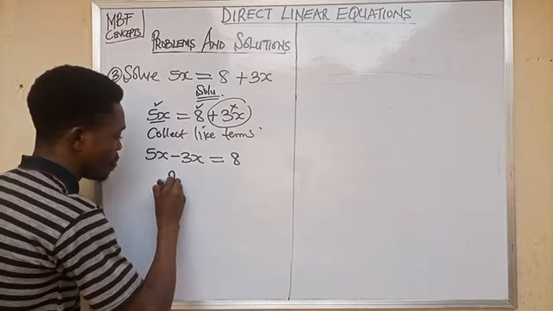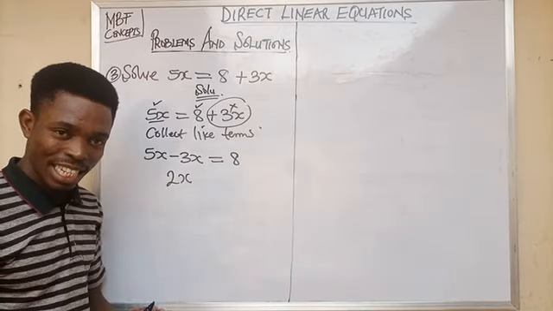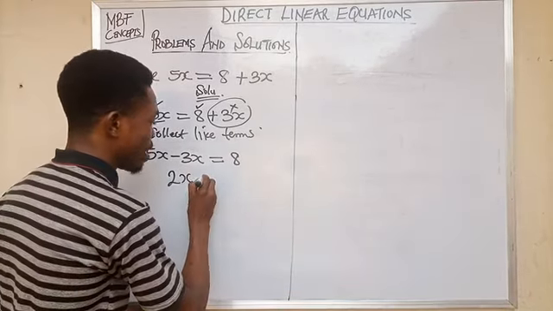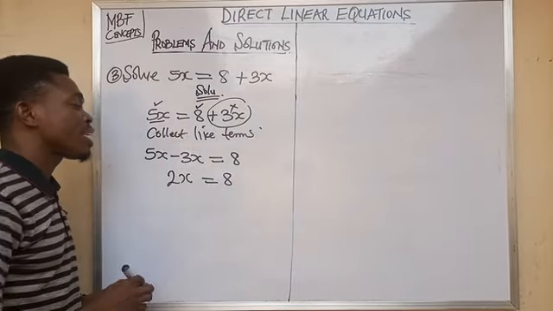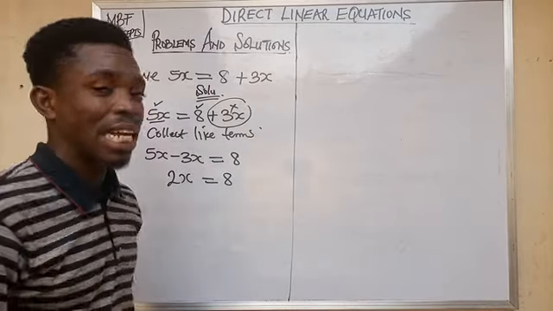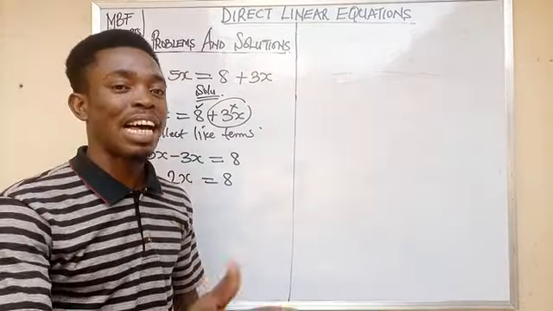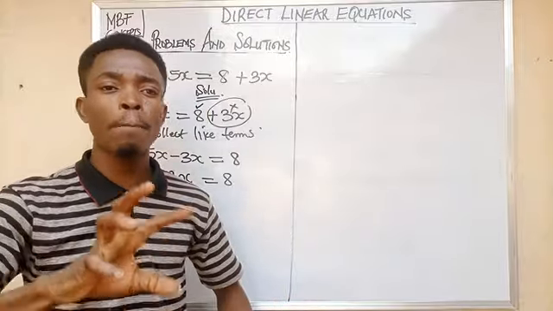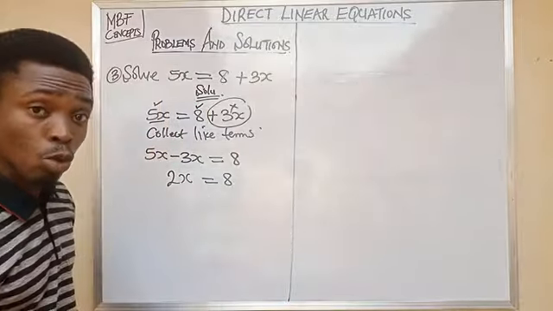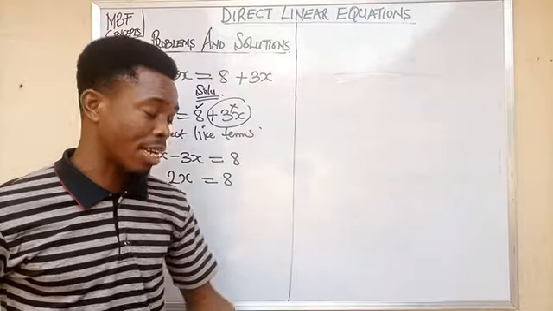Therefore, I'm going to have 2x, assuming x is an orange. All right, then this will be equal to what? 8. Guys, at this point we are not going to stop here, being that the coefficient of x is greater than 1. What do we do? We will simply divide both sides by 2, being that 2 is the coefficient of x, the variable.